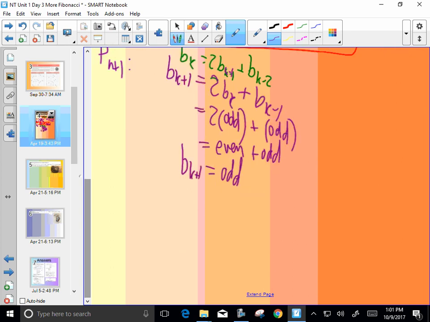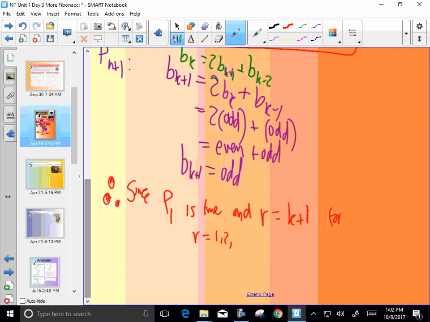So now we can do our final statement. Therefore, since P1 is true and R is equal to K plus 1 for R equal to 1, 2, 3, dot dot dot, all the way up to K, then P of n is true for all n, an element of the integers.